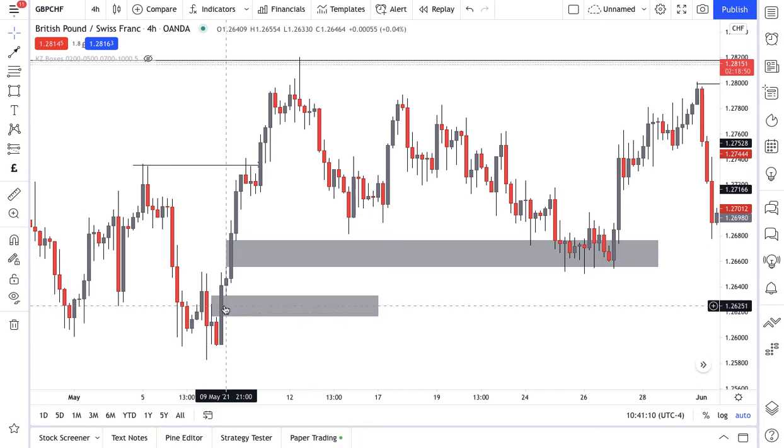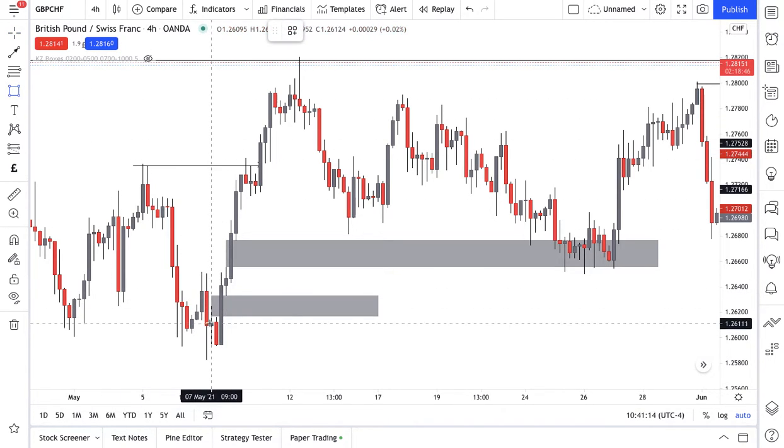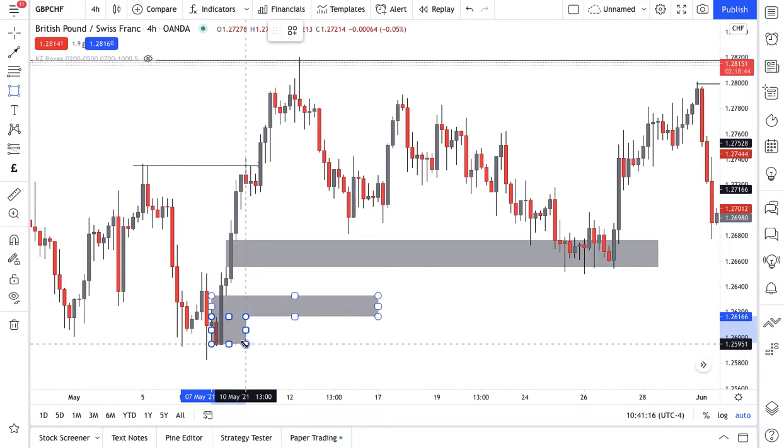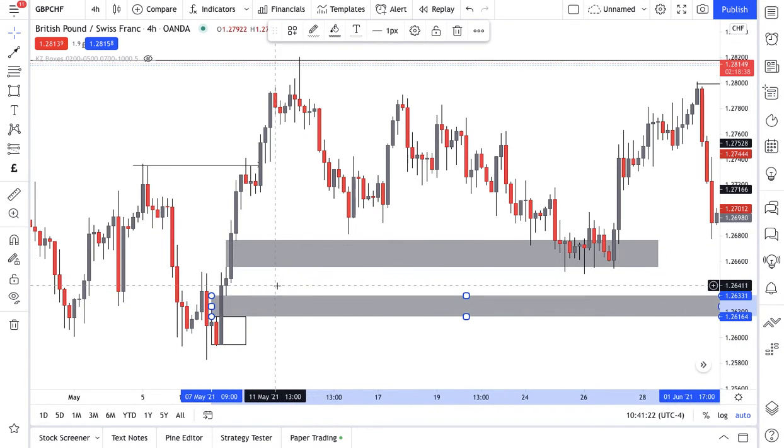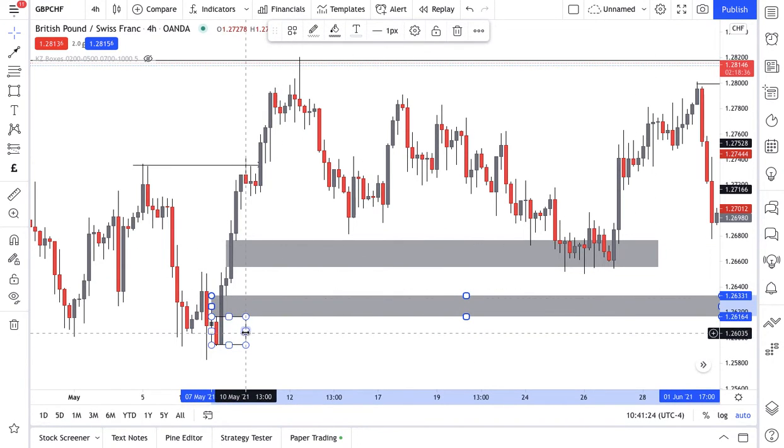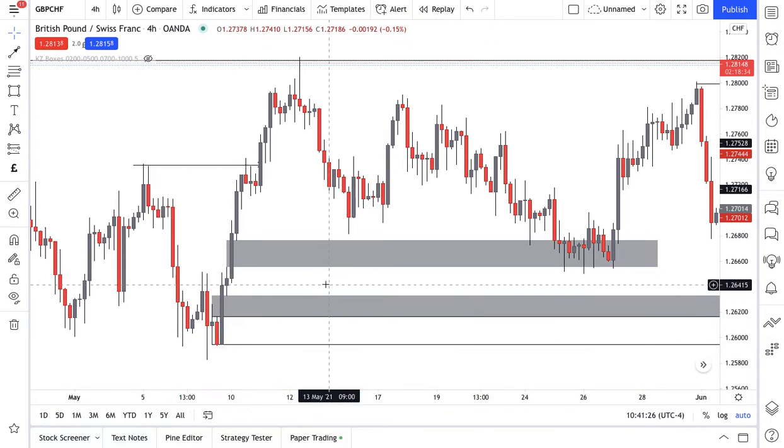So essentially, I now have identified that there is imbalance at this area. And we have also identified an order block, right? So now what do we expect price to do? We expect price to pull back to number one, fill in this imbalance, and number two, mitigate this order block.